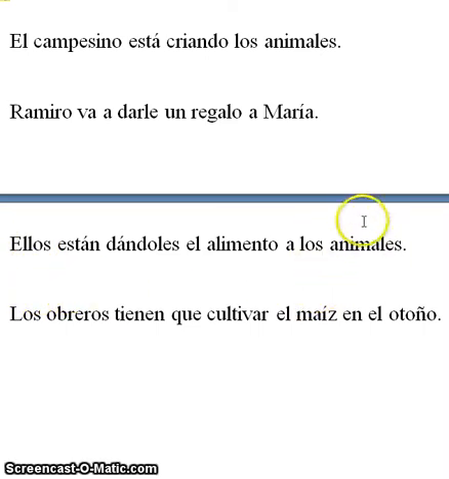So the first one says, El campesino está criando los animales. So if we were to translate the sentence, it translates into, the farmer is raising the animals. So ask yourself the question, what is the farmer raising? Answer. Okay, so you need to choose a direct object pronoun to replace los animales. Okay, so we would go with los.